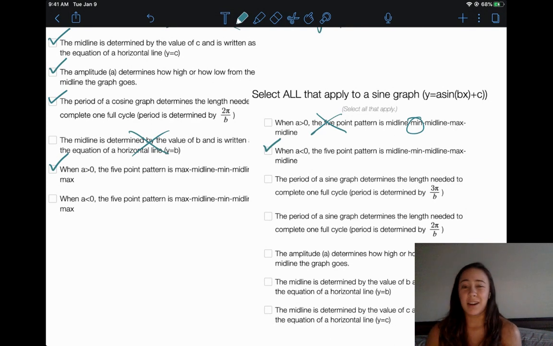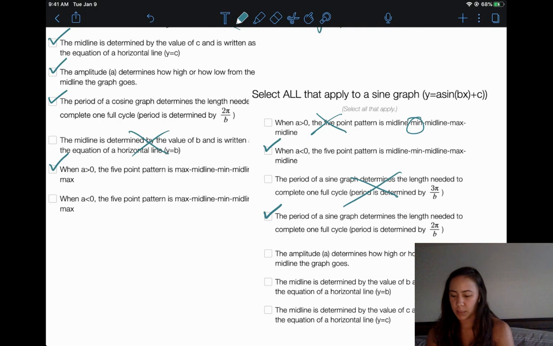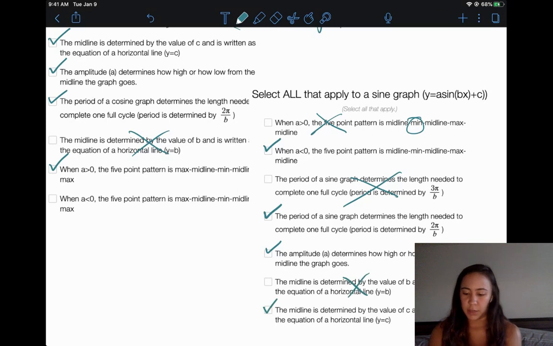Again, you guys all had a randomized order in this, so if you looked at somebody else's, you might have gotten it wrong. Again, this 3 pi over b applies to nothing. The period of a sine graph determines the length needed to complete one full cycle. The amplitude determines how high or how low. That is true. And the midline is determined not by the value of b, but by the value of c.